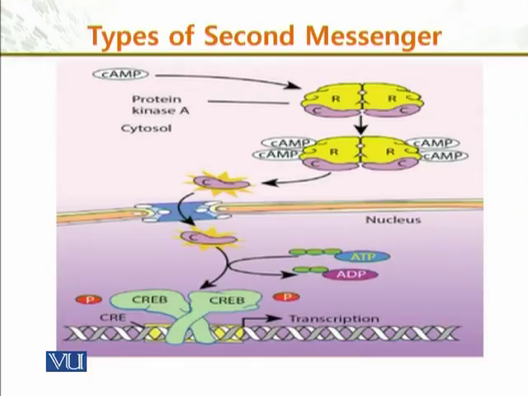Just as in this figure, the cyclic AMP goes to the protein kinase, and then it is further processed, making the signal which diffuses into the nucleus, and it is further going to change the nucleus signals and to change the transcription of the DNA.